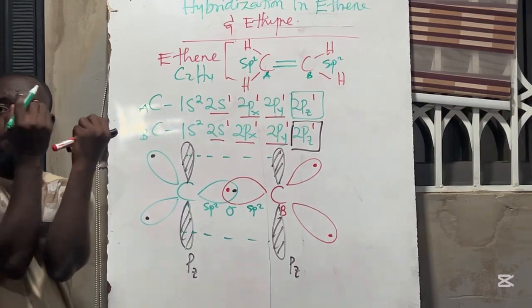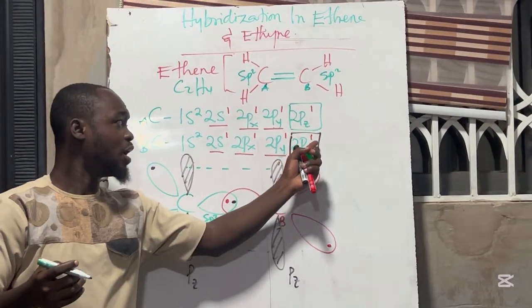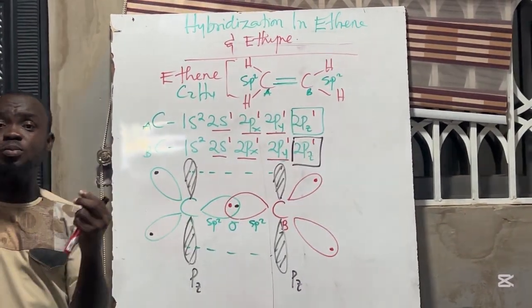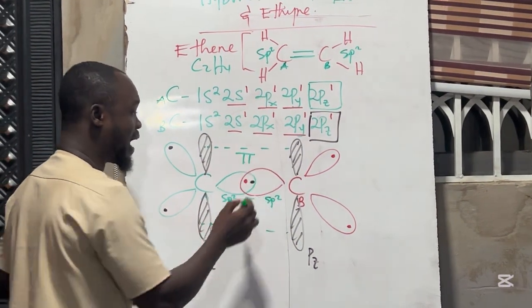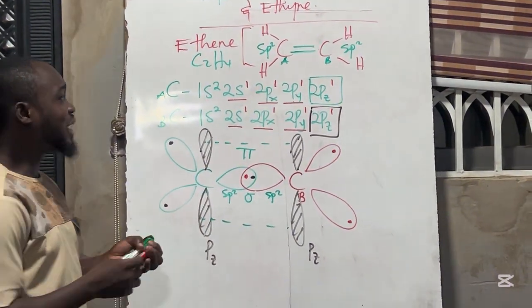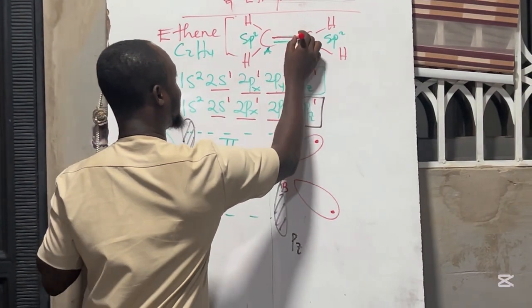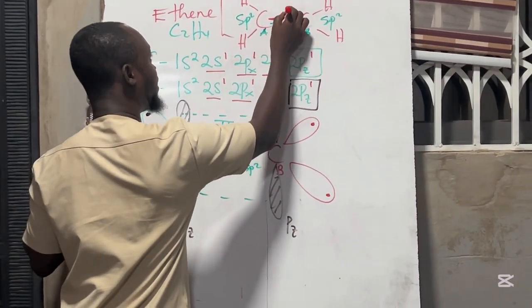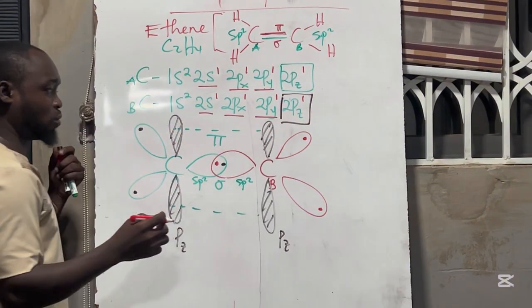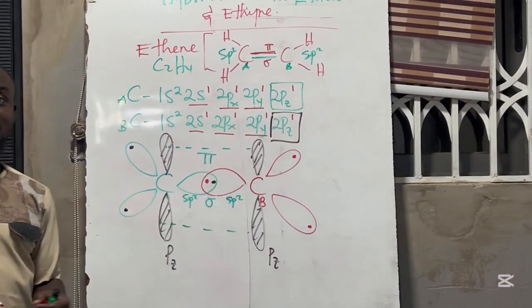And once that overlap happens, due to the electrons they are accommodating here, there's going to be a bond formed, and that bond is known as a pi bond. And that is the double bond here. So the first one here is a sigma bond, and the one here is a pi bond. And that is the illustration I have here.